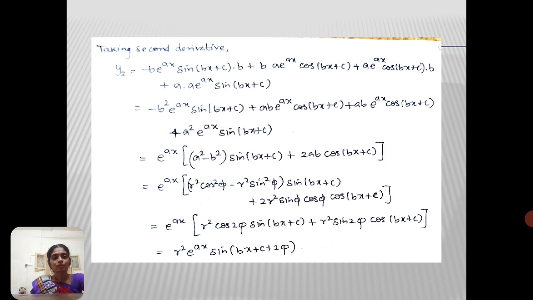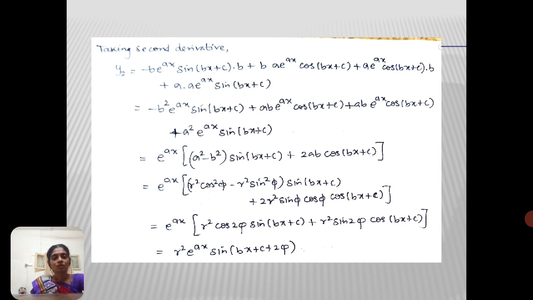Here we have to put a equal to r cos phi, b equal to r sin phi. Then we get e^(ax) into r² cos² phi minus r² sin² phi times sin(bx + c) plus 2r² sin phi cos phi times cos(bx + c). So we get e^(ax) into r² cos 2phi sin(bx + c) plus r² sin 2phi cos(bx + c).